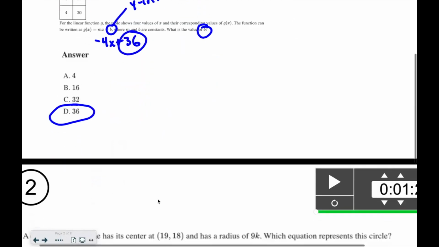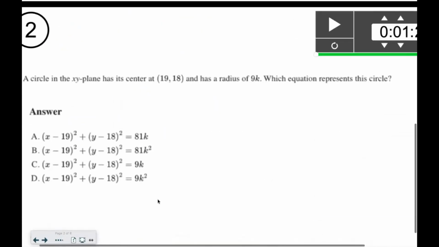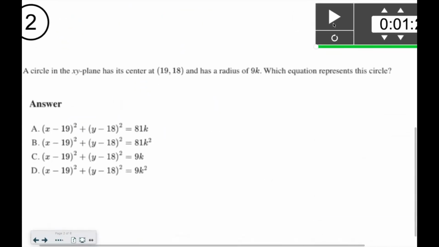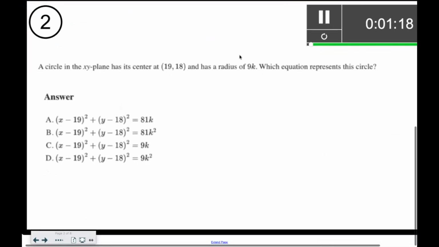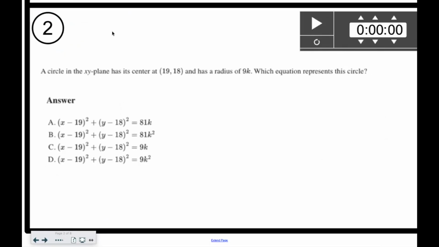Okay, let's move on to the next problem. This is a circle problem, so let's try that. All right, so this one is pretty straightforward as long as you know the equation of a circle, which is not given. They give you the area of a circle and the circumference, but they do not give you this standard form of a circle. So you really need to know this.